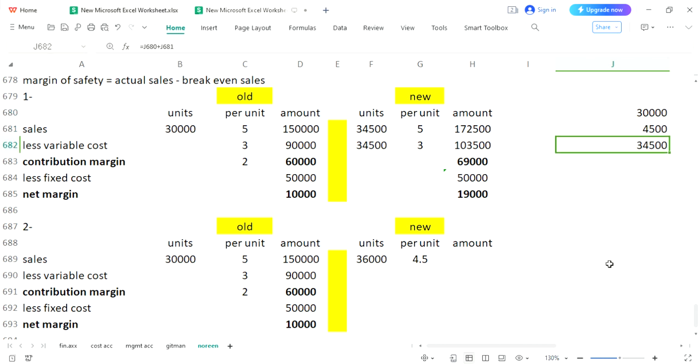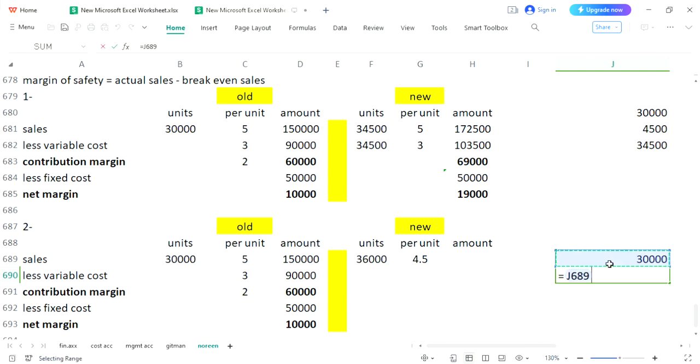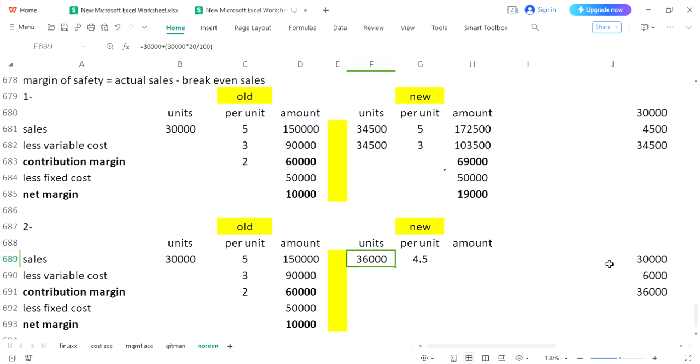In the similar way, I think you have understood, but let me explain once more. 30,000 and increase, how you will calculate? 30,000 multiplied by 20 divided by 100. So it means increase is 6,000. So what you will do? Old units plus increased units, new units would be 36,000. In the same way we have written like this.